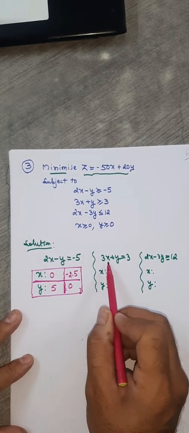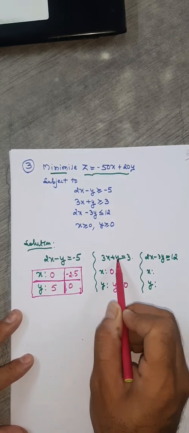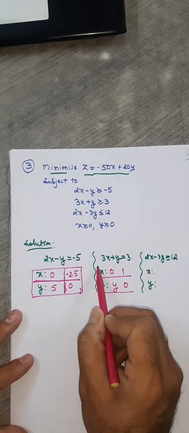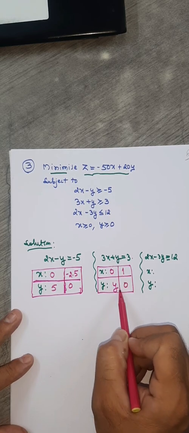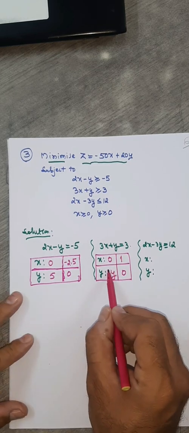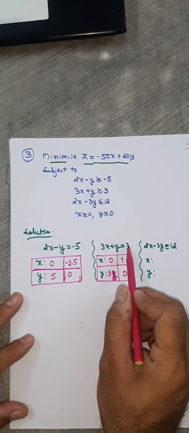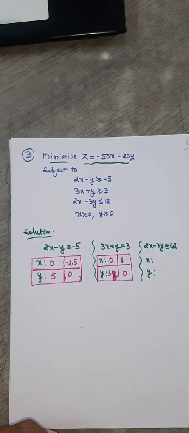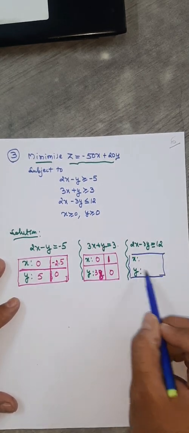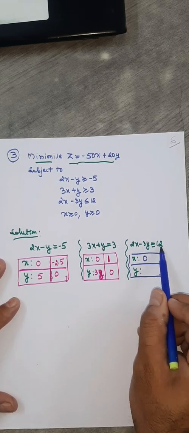Now here, come to this. X is 0, y will be 3. Y is 0, x will be 1. Just look at that. This is one more table for this. X is 0, y here will be 3. And if y is 0, 3x equals to 3, so x is 1. And over here, one more, let's put x equals to 0, so y will be minus 4.